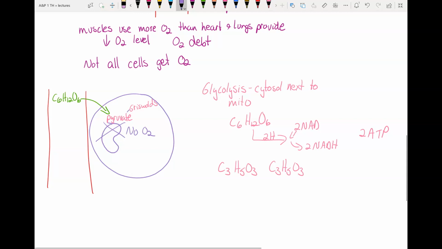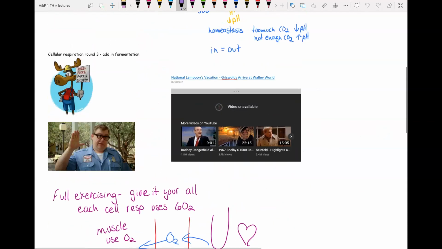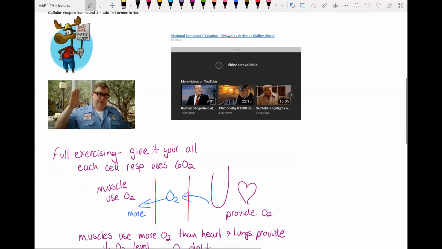The mitochondria is Wally World. The Griswolds want to go into Wally World, but they can't because it's closed. The pyruvate wants to go in the mitochondria, but without oxygen, it's shut down. If you've seen the movie, the Griswolds are trying to get into Wally World, and a security guard, John Candy, comes out and says, "Sorry, folks, park's closed. Moose out front should have told you."